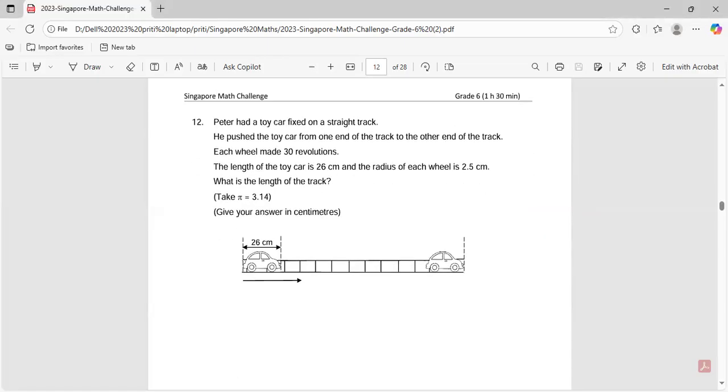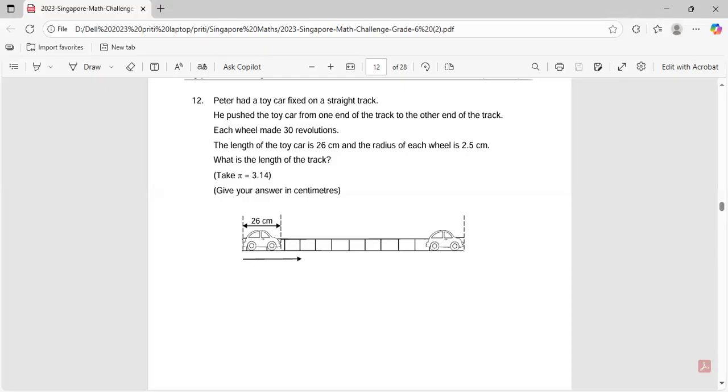Question number 12, Peter had a toy car fixed on a straight track. He pushed the toy car from one end of the track to the other end of the track. Each wheel made 30 revolutions. The length of the toy car is 26 centimeters and the radius of each wheel is 2.5 centimeters. What is the length of the track?